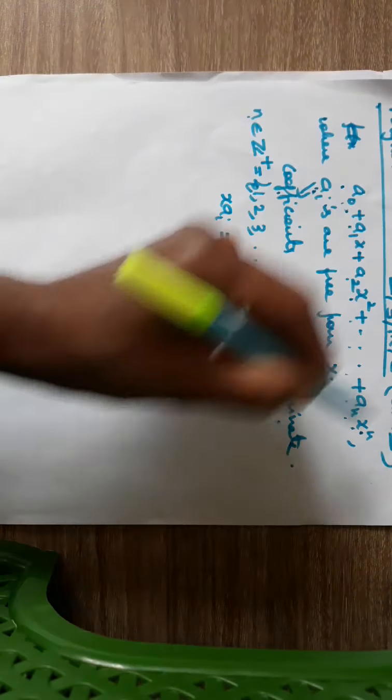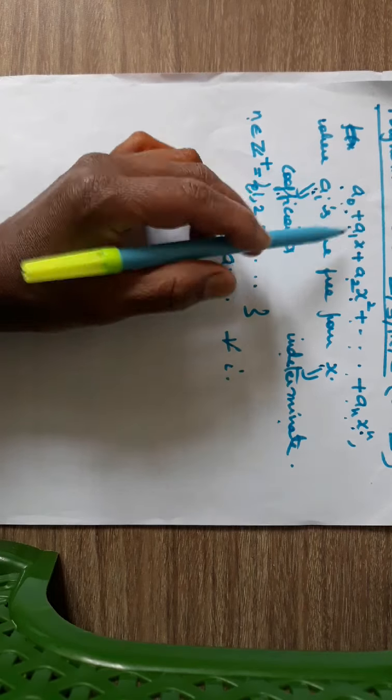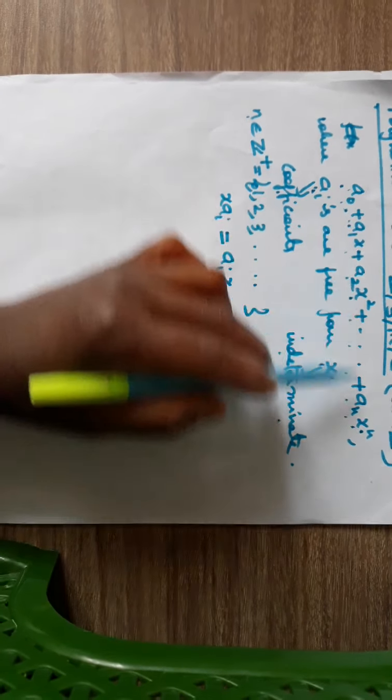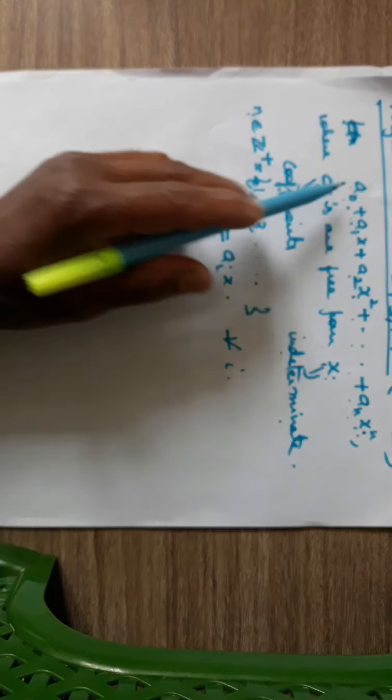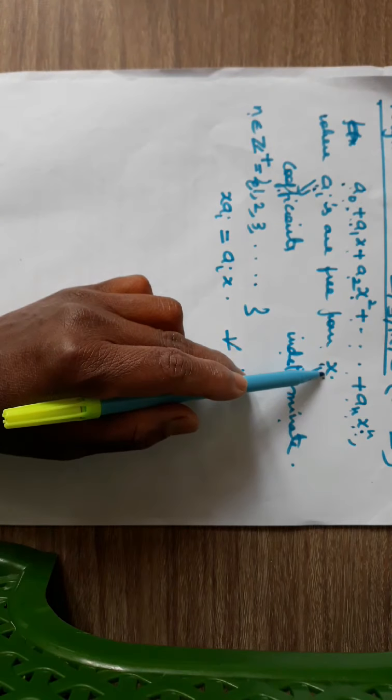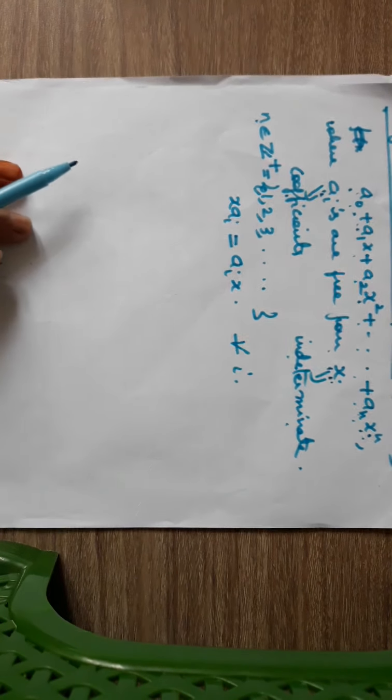So any expression of this form is called a polynomial, that is a0 plus a1x plus dash plus an x to the power n, where the ai's are free from x and are called coefficients, and x is an indeterminate, and n is a positive integer.